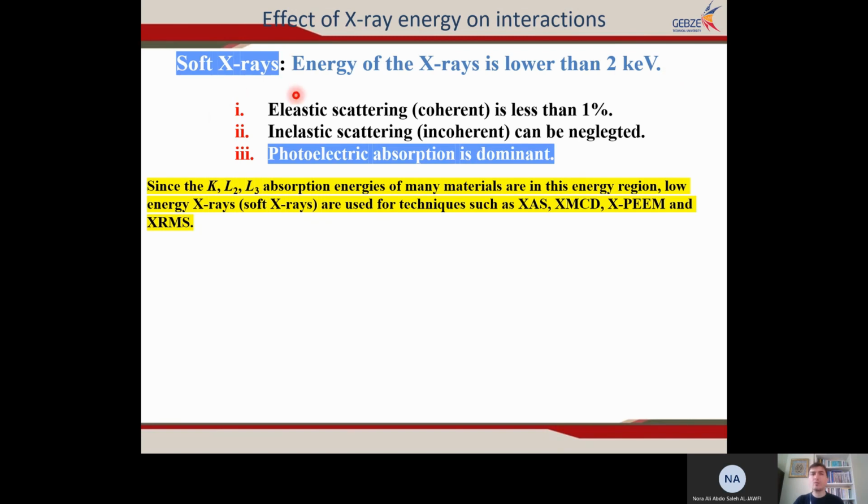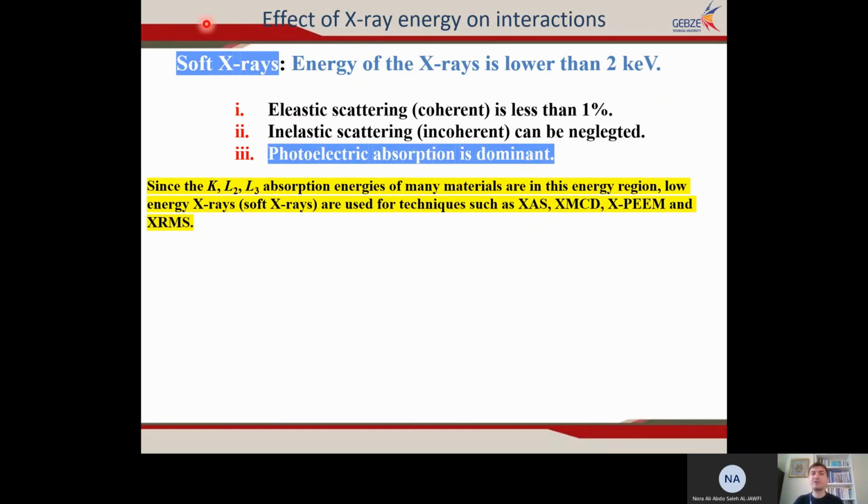And what are the interaction mechanisms? What about the scattering? What about the absorption? What about the transmission with the soft X-rays? So soft X-rays have lower energies than 2 kiloelectron volt. So then the elastic scattering is less than 1%. Inelastic scattering can be neglected, okay? So scattering can be neglected if you are using soft X-rays. And the photoelectric absorption is dominant.